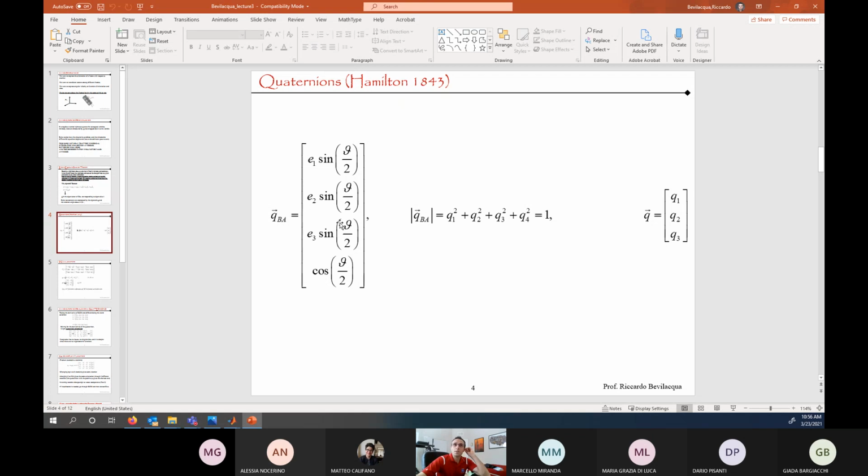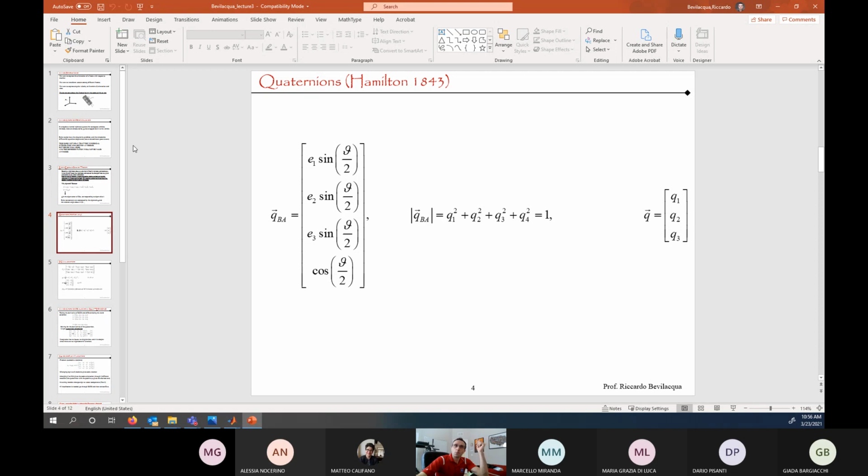But one of them is you take the Euler axis, E1, 2, and 3, multiply those components times the sine of the angle theta, the rotation about the eigenaxis, over 2. So you have the first 3 components that are basically giving you a vector. And the last one is a scalar, cosine of theta over 2.